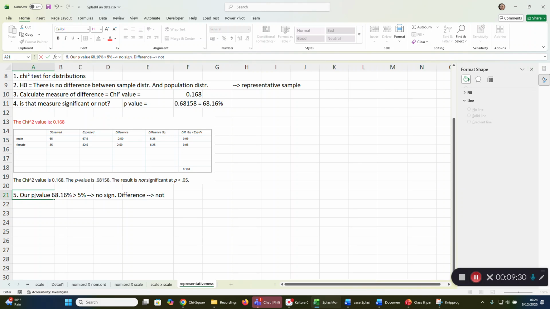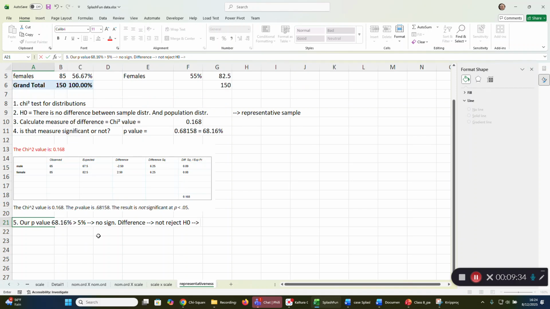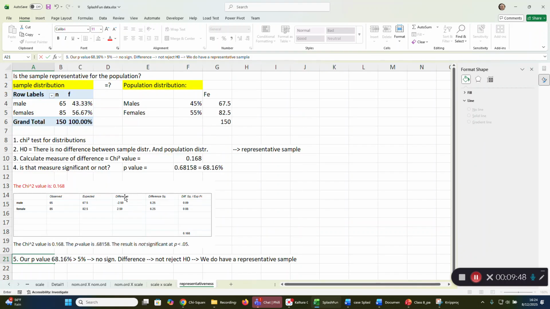So we're going to not reject the null hypothesis, and that was actually positive in this case, because that means that we do have a representative sample, because there is not enough statistical evidence of difference between the sample distribution and the population distribution. So the differences that we observed here between our sample and our population are insignificant. They're actually just a coincidence.